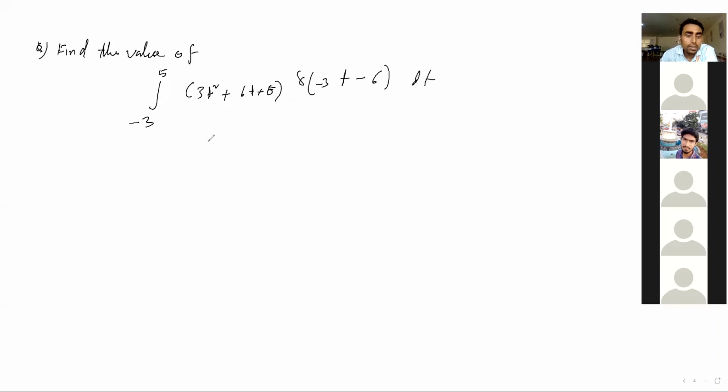Here you can say that this is a scaled version of the signal, so the second property is also used. What does the second property say? It says δ(at) equals 1 by mod a times δ(t). So here you can see the signal is given.